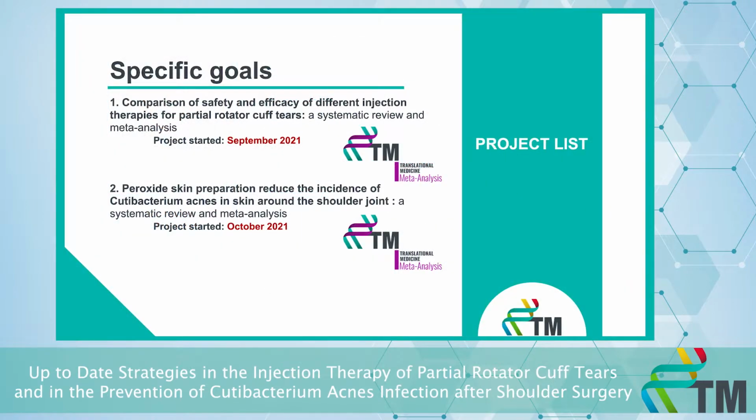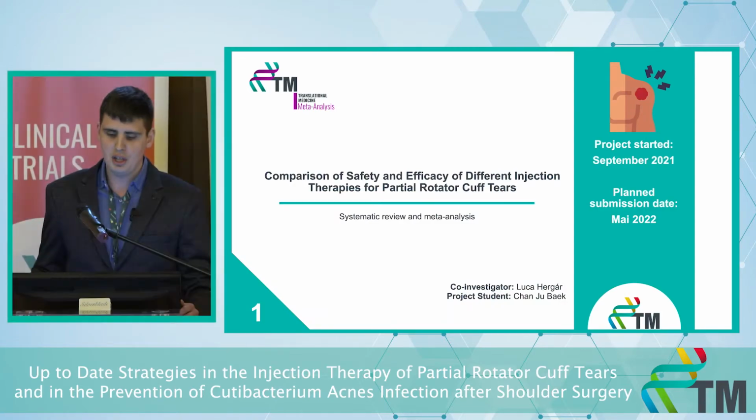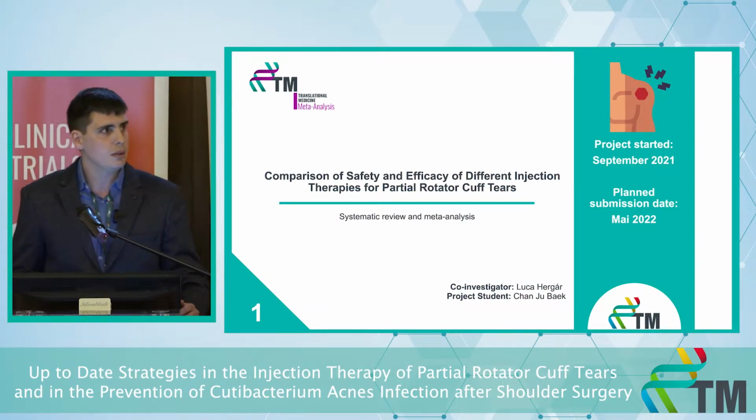We have two main topics: the comparison of safety and efficacy of different injections in rotator cuff tears, and whether peroxide skin preparation reduces the incidence of C. acnes around the shoulder joint. Let's talk about the first issue, the comparison of safety and efficacy of different injection therapies for partial rotator cuff tears.